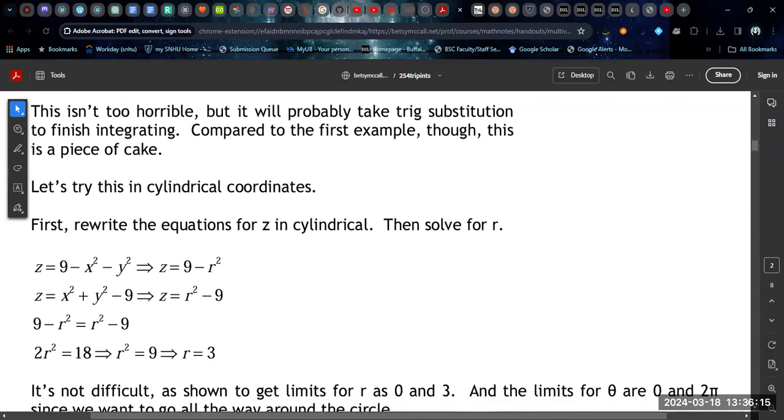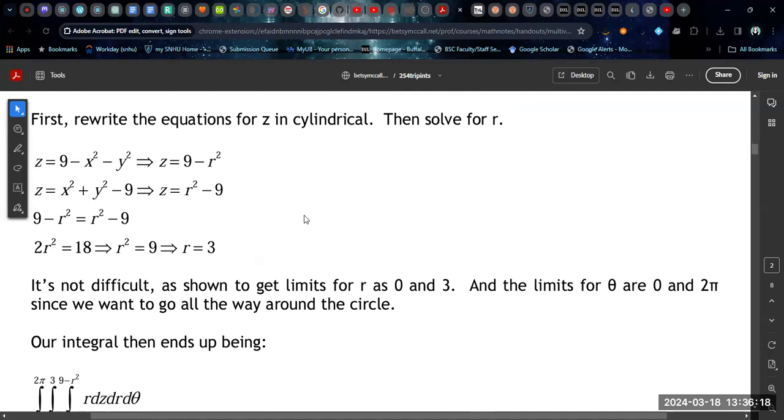Now, if we scroll down to cylindrical, first thing we're going to do is we're going to rewrite our two equations in cylindrical form. So x squared plus y squared is equal to r squared. So we get 9 minus r squared for the downward facing paraboloid, and r squared minus 9 for the upward facing paraboloid. And then again, these are our z boundaries. Great. We set our two equations equal to each other to find r, and we get r equals 3. That makes sense because earlier we had a circle of radius 3.